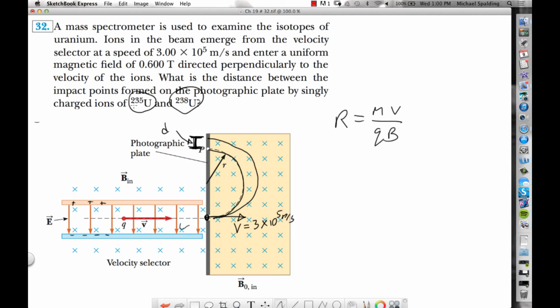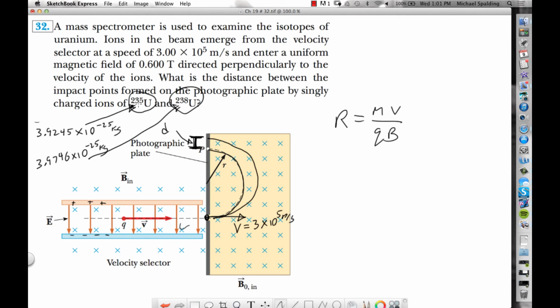So what you've got to do is figure out the mass of each of these particles, right? The mass of this first one, the 235, comes out as 3.9245, don't round it here, 3.9245 times 10 to the negative 25 kilograms. And then this one has a mass of 3.9746 times 10 to the negative 25. Now, how did I do that?